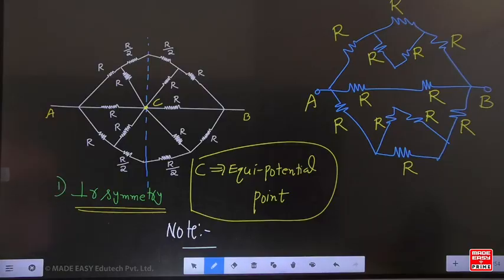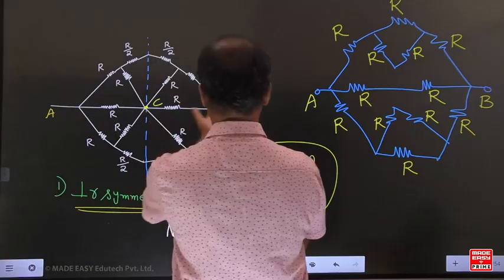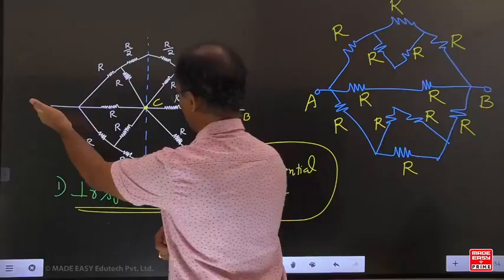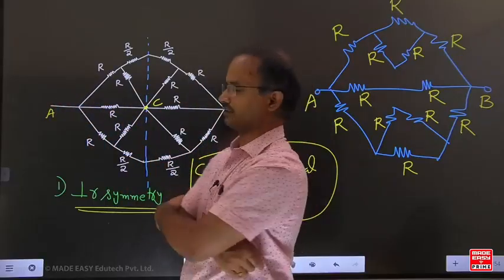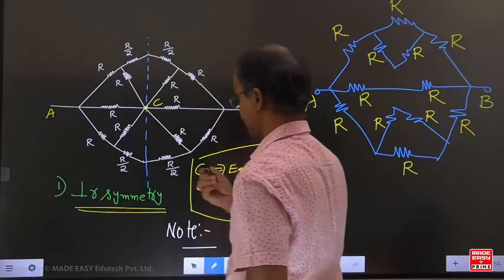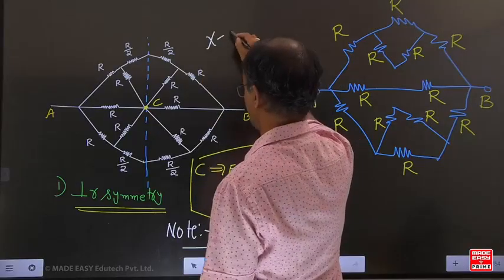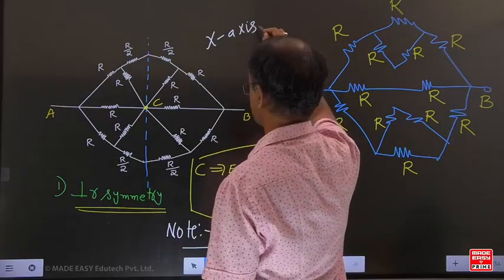Write the note. Somebody is requesting the note, don't worry, I'll dictate. In the above network, AB points are indicated along the x-axis.